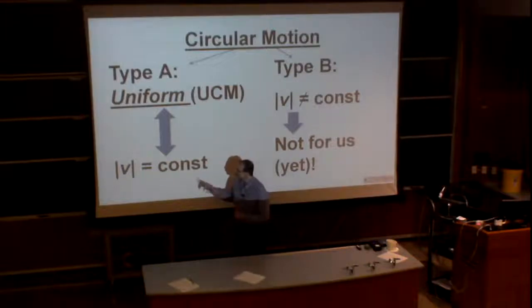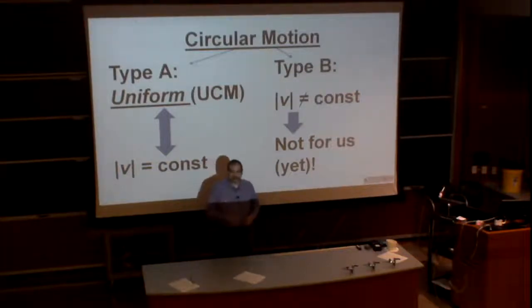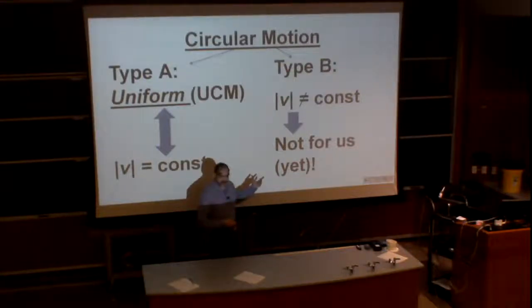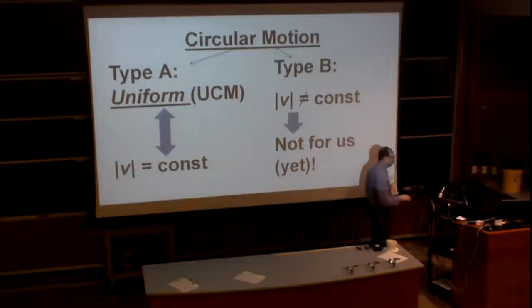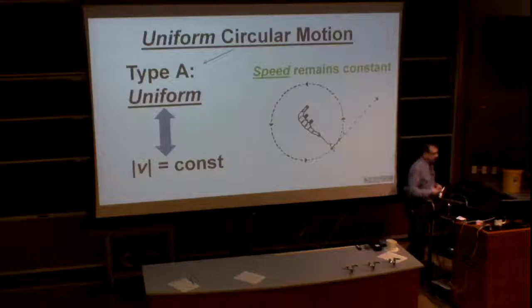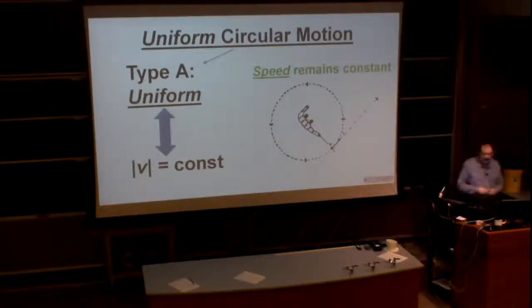Number one, when the speed of the object remains constant. This situation has a special name, a uniform circular motion. And number two, when the speed changes, in that case, that's something different, and we're not going to talk about it. So for the uniform circular motion, speed remains constant.